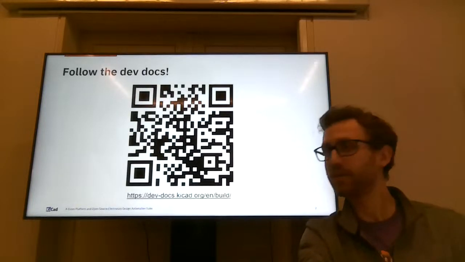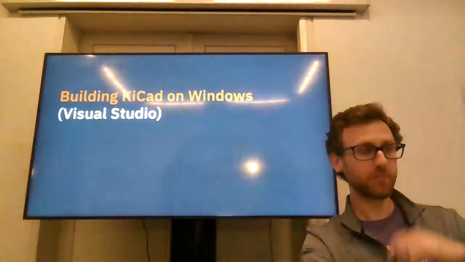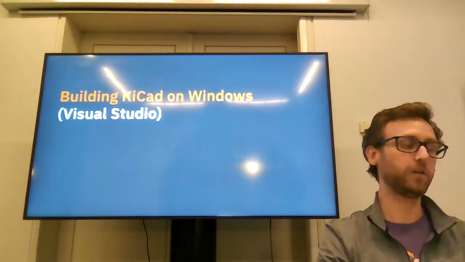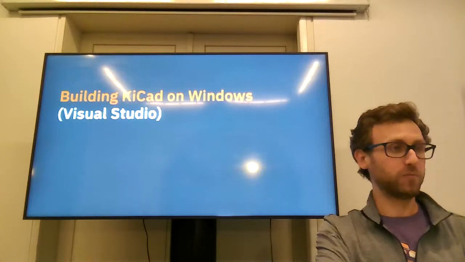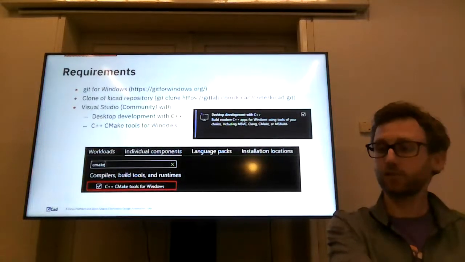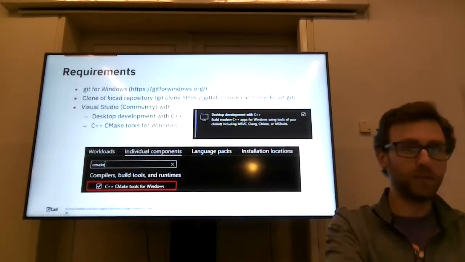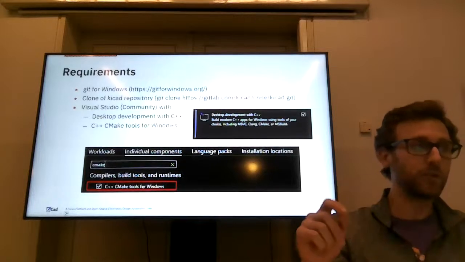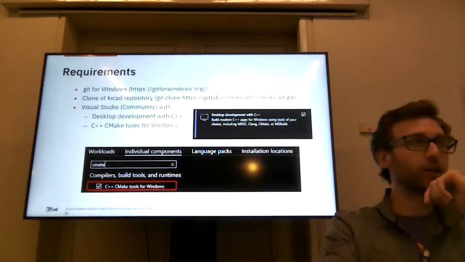There's really good instructions there for you to follow. It's good for me to do a bit of a walkthrough. On Windows, the main compiler we're supporting is Visual Studio, MSVC. Steps to follow: you have to have a few different tools. You need to have Git, of course, on Windows. Make sure you download Visual Studio with the desktop development with C++ and the CMake tools for Windows. When you're installing it, make sure you set those 2 options and clone the KiCad repository in a folder on your computer.